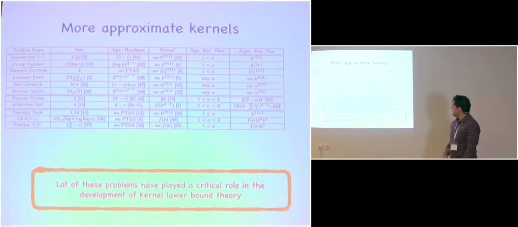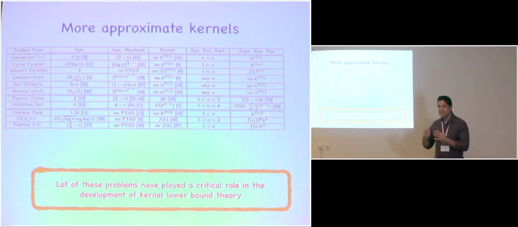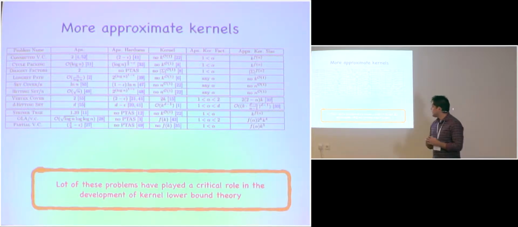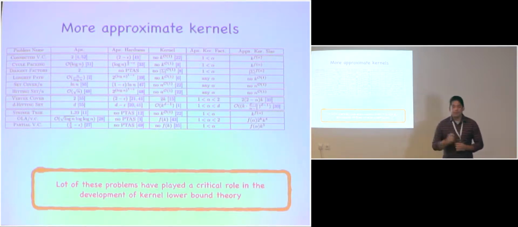And now I'm trying really hard to convince you that the MaxSat example wasn't what most examples look like. So here are many problems, most of which have been instrumental in the theory of kernel lower bounds. So there are a lot of kernel lower bound results which are based on reductions starting from these problems. But it turns out that for a lot of them, you actually have interesting, highly non-trivial, approximate polynomial kernelizations.